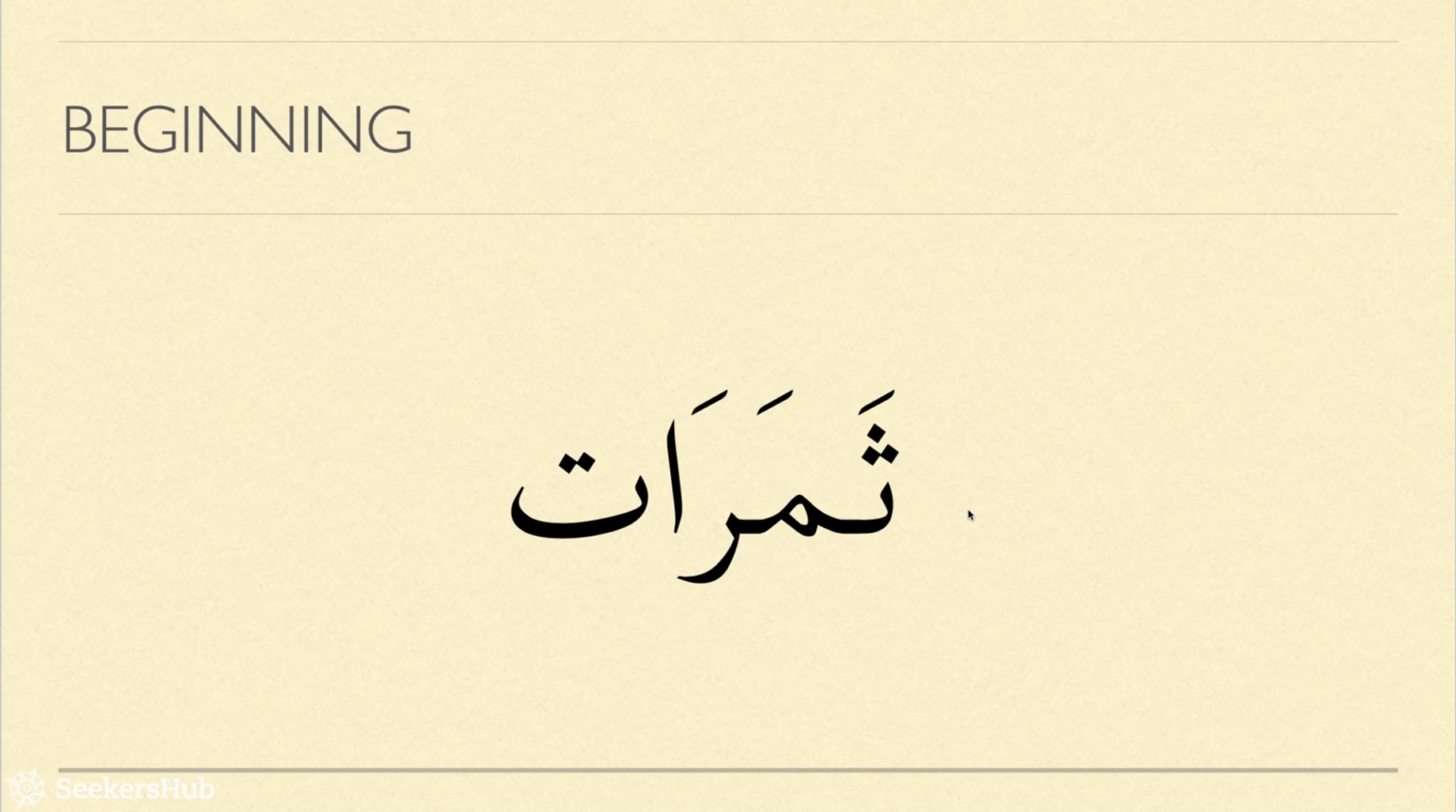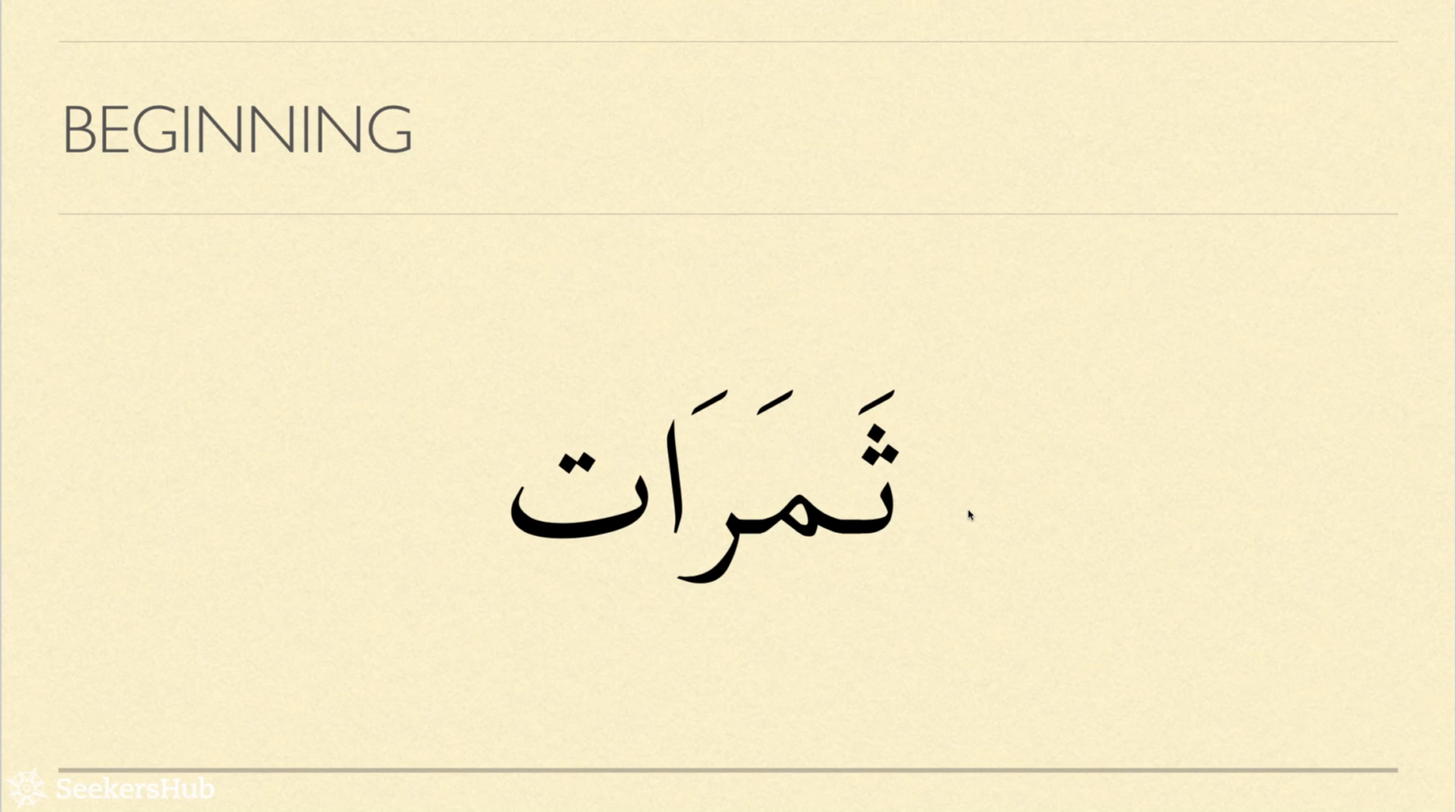Thamarat means fruits, a bit like tamr, tamarat, which means dates. These are thamarat, fruits. We have this ba ta tha shape in the beginning. We also have it right at the end. So right at the end, look, that's a ta, and it's coming at the end.